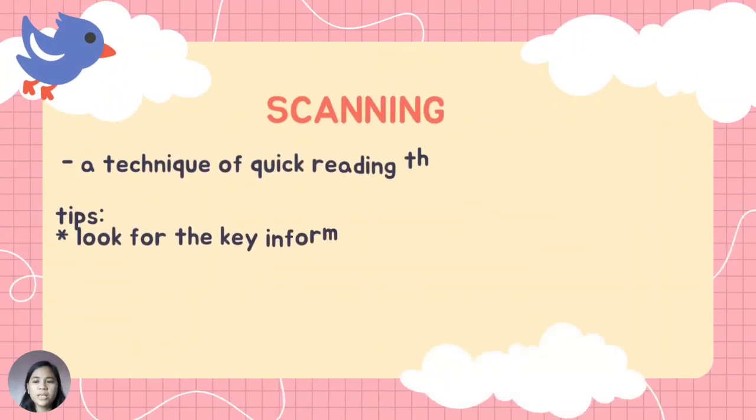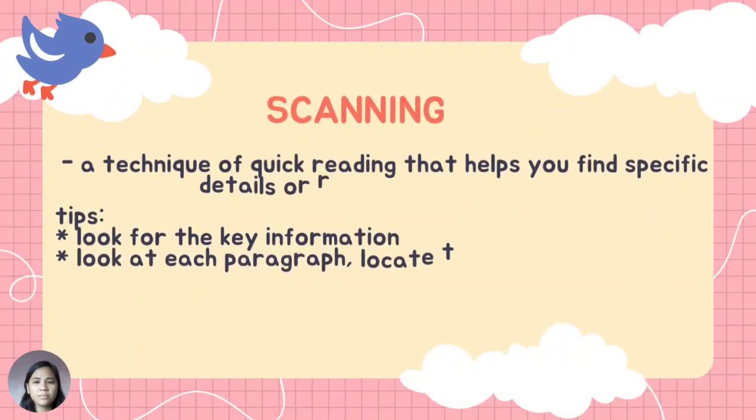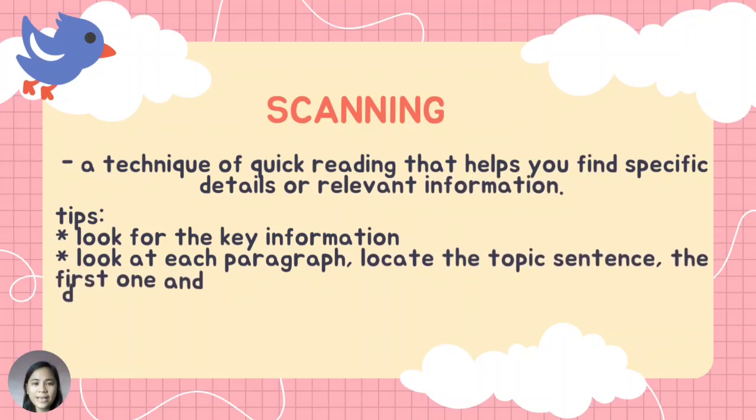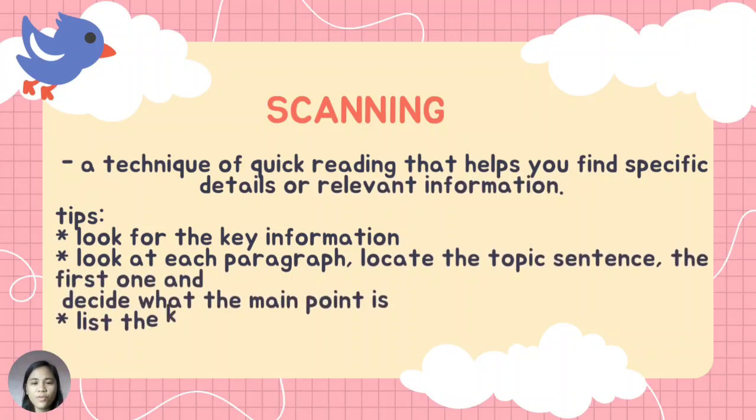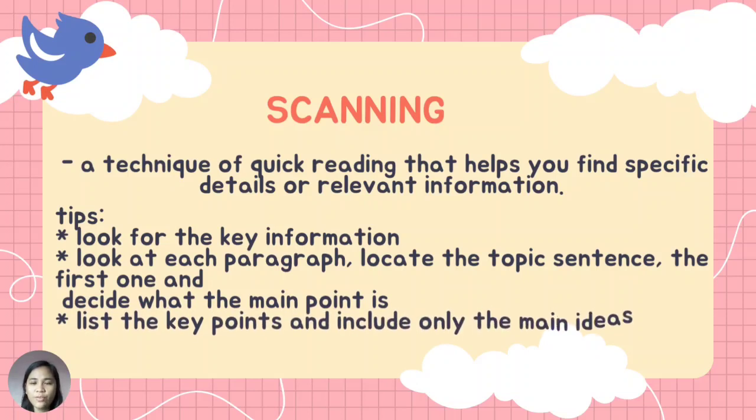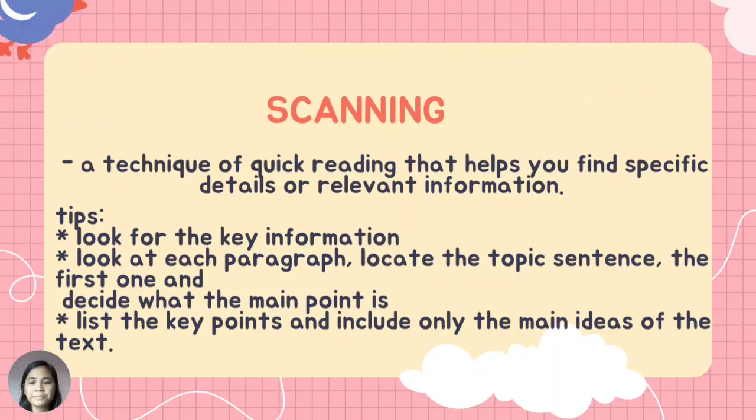Another way of summarizing a text is through scanning and skimming. Scanning is a technique of quick reading that helps you find specific details or relevant information. When you scan, you only find the keywords needed to answer the questions. And here are the tips on how you are going to do this. Look for the key information, look at each paragraph, locate the topic sentence, the first one, and decide what the main point is, and list the key points and include only the main ideas of the text.